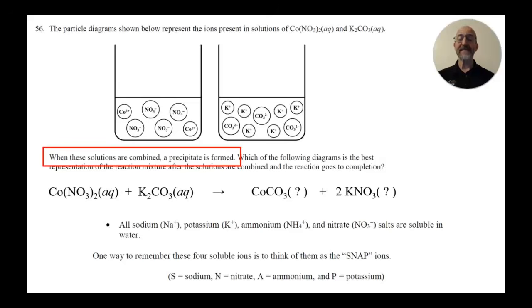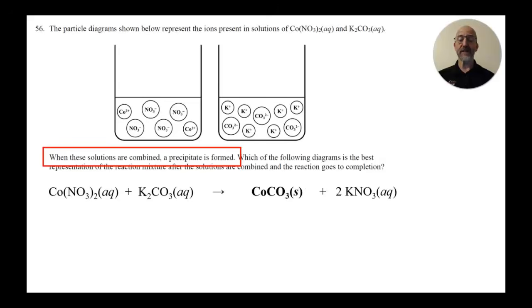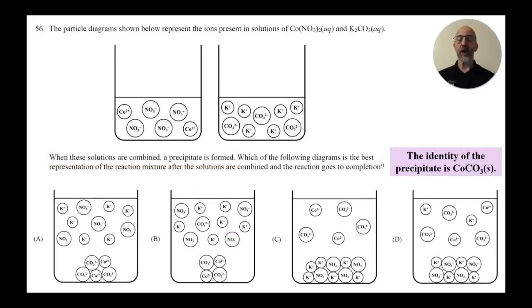So what is the identity of the precipitate? Potassium nitrate is soluble because of those soluble SNAP ions, so I will put an (aq) next to the potassium nitrate. That forces the other substance, the cobalt carbonate, to be the identity of the solid precipitate. Now let's take a look at the 4 particle diagrams. The identity of the precipitate is the cobalt carbonate.